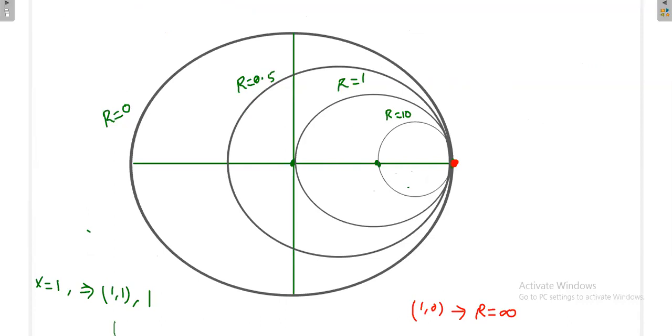Is there any chance of 1 comma 1 being here? Anybody? Because this is 1 unit, and again in the y direction, this is 1 unit. This is my center point now. Yes, sir. Is it possible? Is 1 comma 1 possible here?